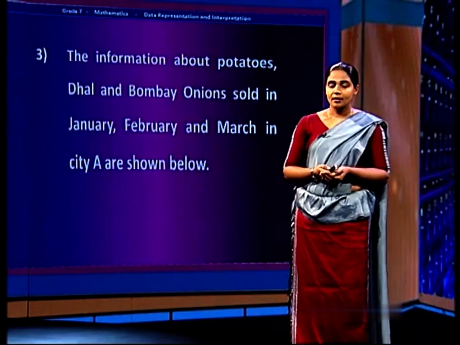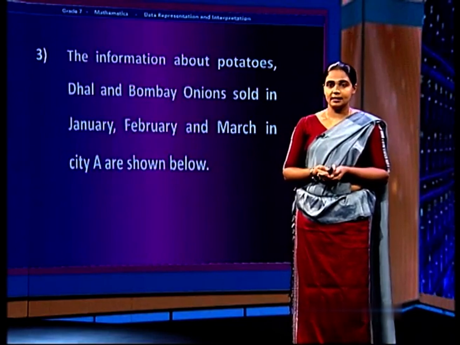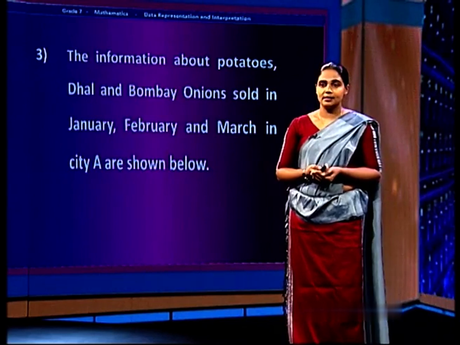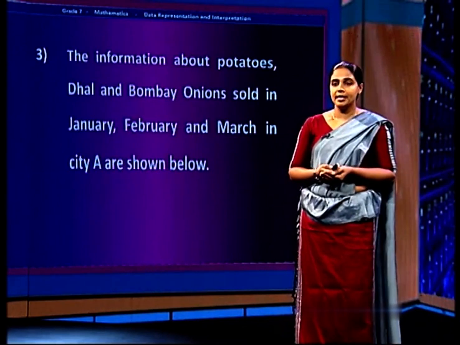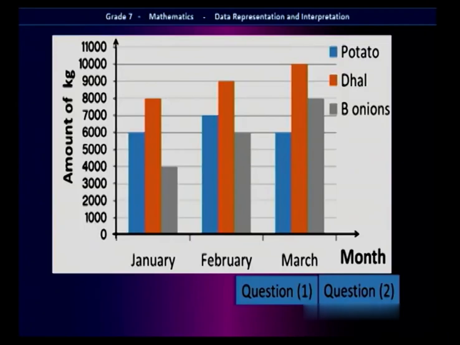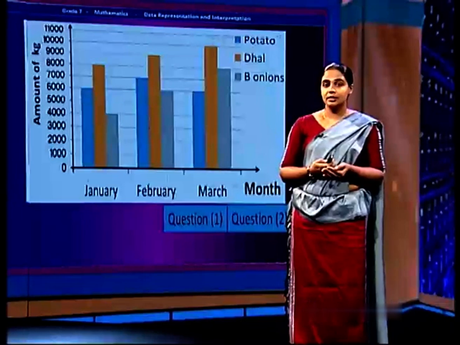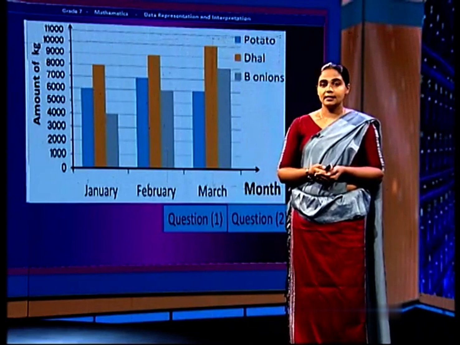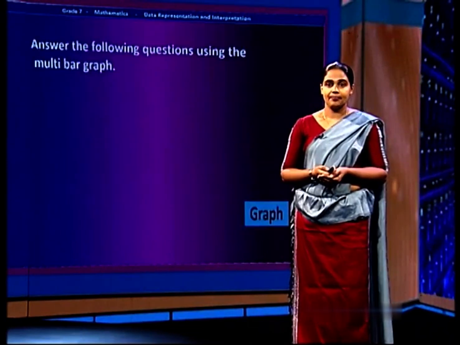Then there is another question. The information about potatoes, dal and Bombay onions sold in January, February and March in city A are shown below. Then this is the bar graph. Sometimes in some questions you are supplied with bar graphs and you should read them. You should find out the answers for the questions. Let's see what the first question is.